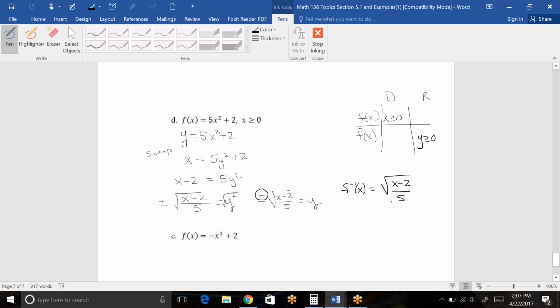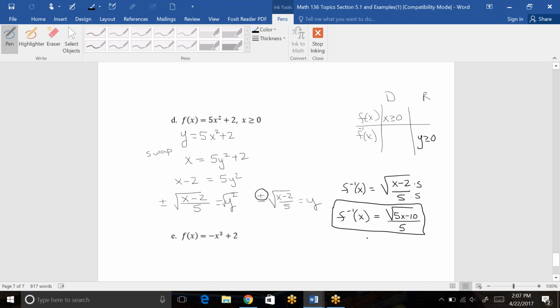This 5 is under the radical, so if you wanted to rationalize that, multiply top and bottom by 5, in case WebAssign makes you rationalize. Then you would just have 5x minus 10 on top. You would have the square root of 25 on bottom, which is just 5. So this would be the completely rationalized inverse, so that you've actually gotten the radical out of the bottom.